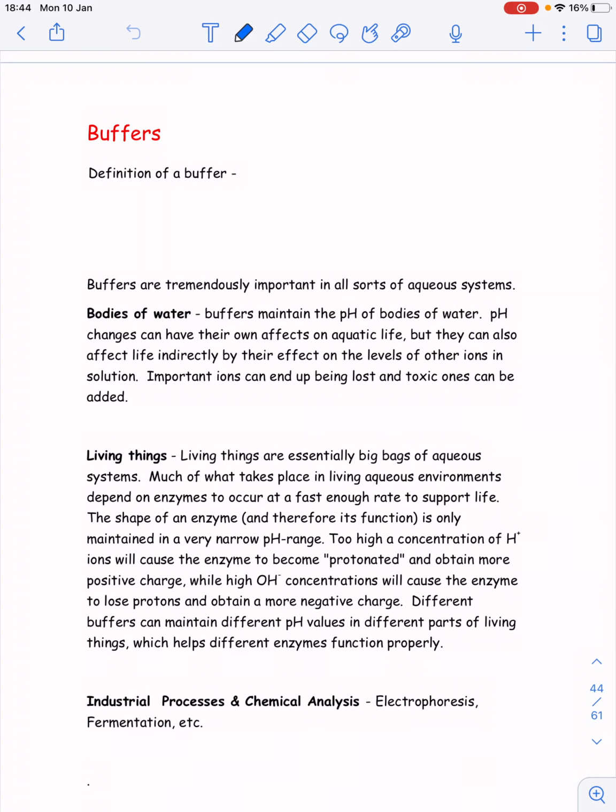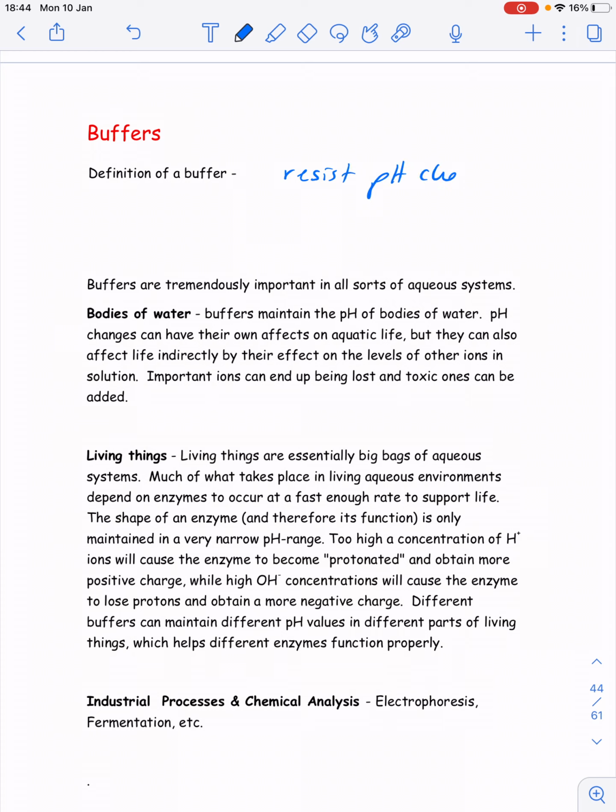Buffers. This is usually the last topic in the acids and bases unit, and probably people's least favorite. It's pretty complicated to wrap your head around. I think in practice the questions are not actually that difficult on this topic, but let's dive in and do our best.